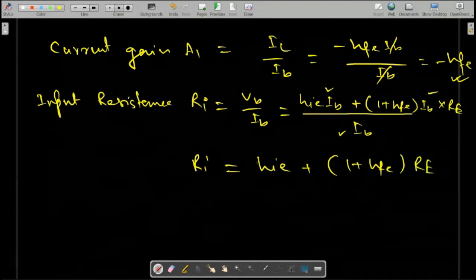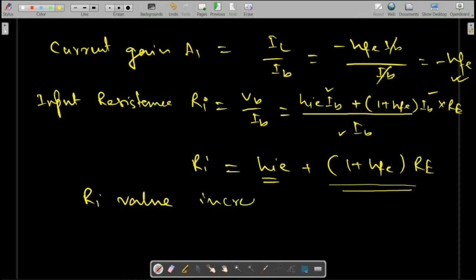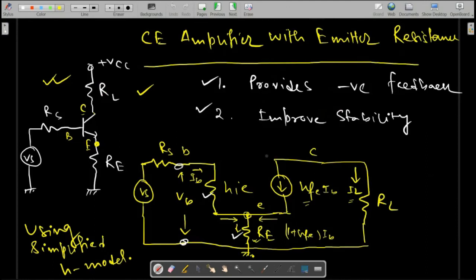This is one interesting result. Without emitter resistance, the value of RI, if you compare, was HIE. But now we are getting HIE plus something, which is quite large. So the RI value increases. The input resistance increases due to the presence of emitter resistance RE. Here we can add another point.